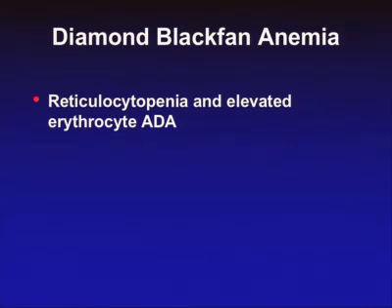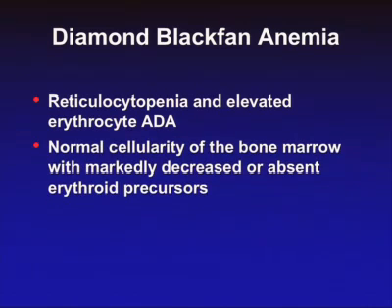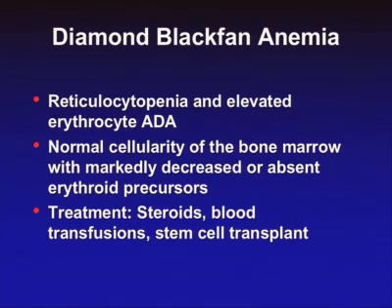So these kids, of course, just like the TEC kids, they have reticulocytopenia, and elevated red cell adenosine deaminase is how we look for this. We'll also look for a fetal hemoglobin that is elevated in these patients. Normal cellularity of the bone marrow, they have everything going on. They just have markedly decreased or even absent erythroid precursors when you marrow them.